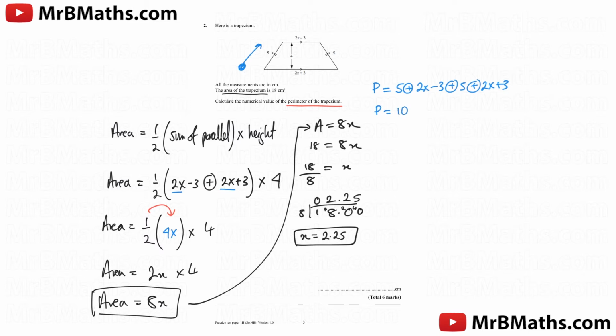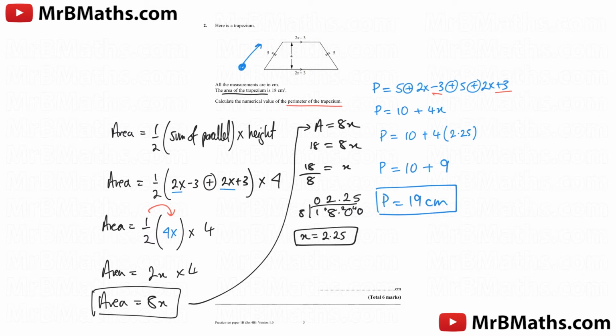So if we look at collecting the algebra now, we've got P equals, we've got 5 and 5, so 10. We've then got plus 2x plus 2x is 4x. And then we've got minus 3 and a plus 3, which will cancel out. So therefore we have P equals 10 plus 4 open bracket, where x is 2.25. And therefore we have P equals 10 plus 4 times 2.25. That will give us 9. So therefore the perimeter is 19 centimeters. That's our final answer.